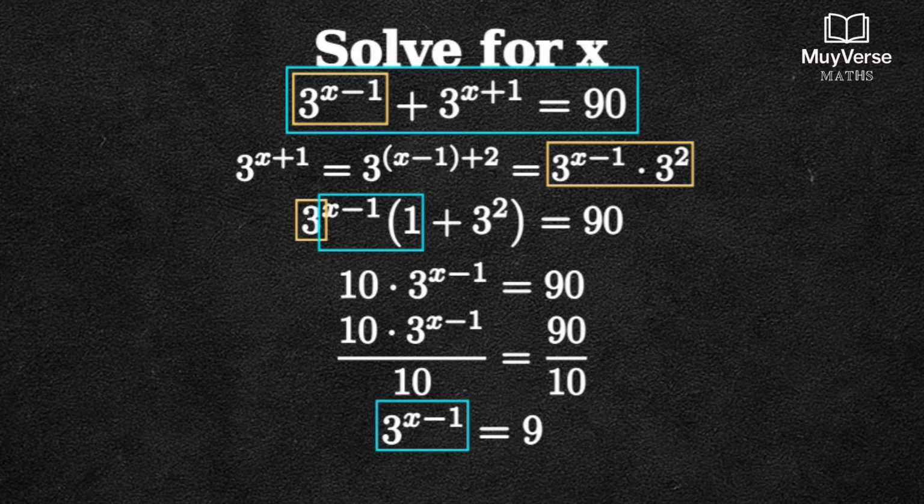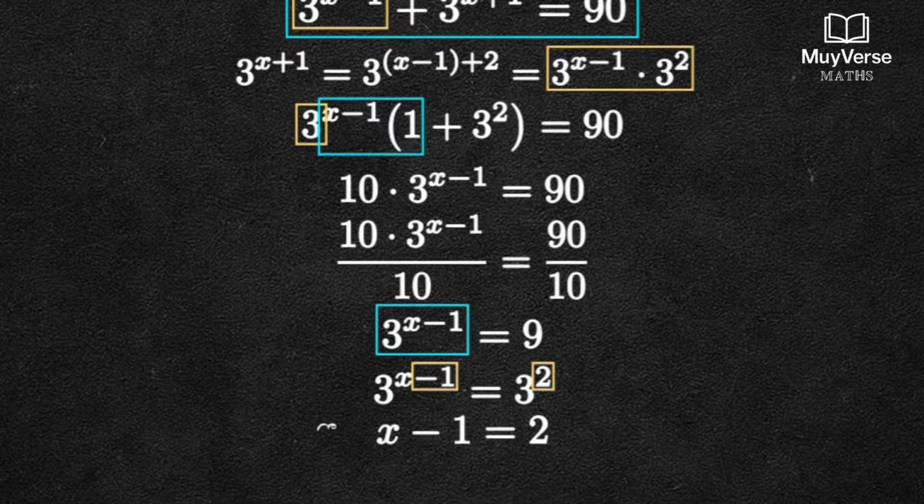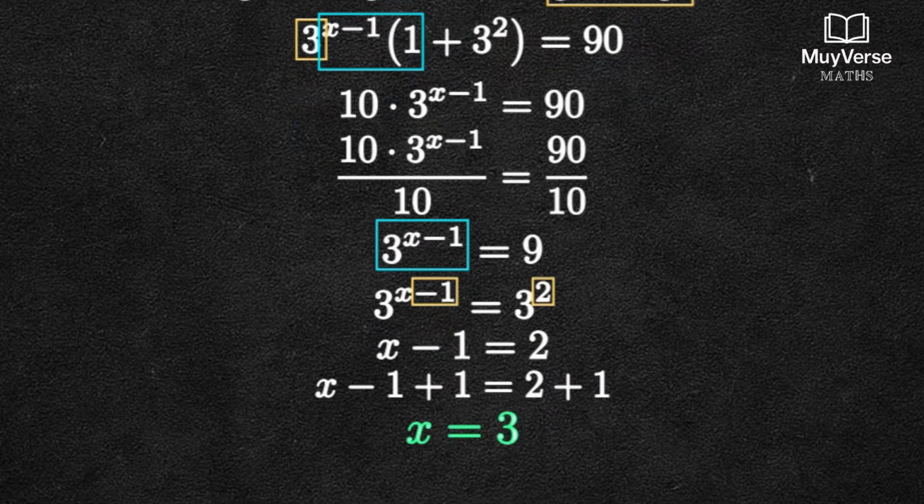Step 5. Match bases. 9 is 3 squared. With the same base, exponents must be equal. Step 6. Solve the linear equation. Add 1 to both sides to get x equals 3.